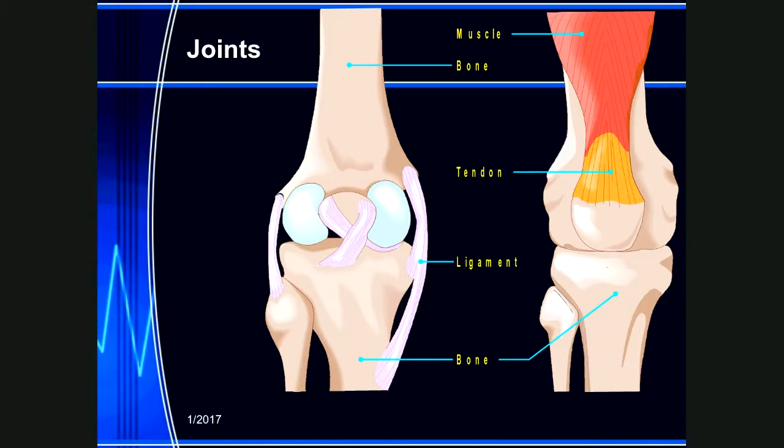Joints themselves are formed when bones connect to bones. And what connects bone to bone? Ligaments. And what connects muscle to bone? Tendons. MTB.